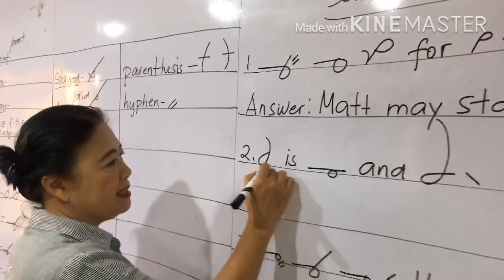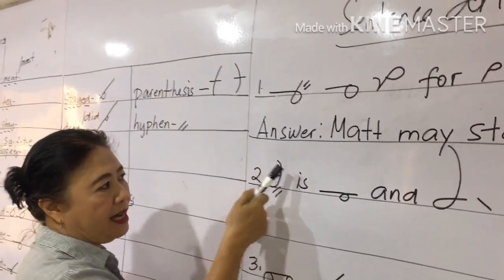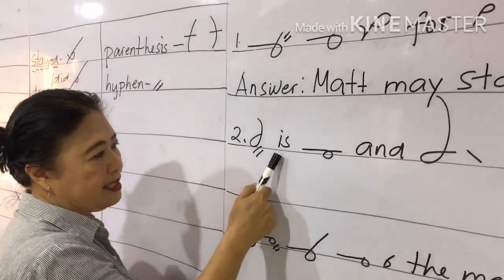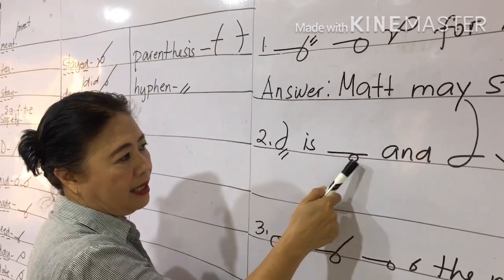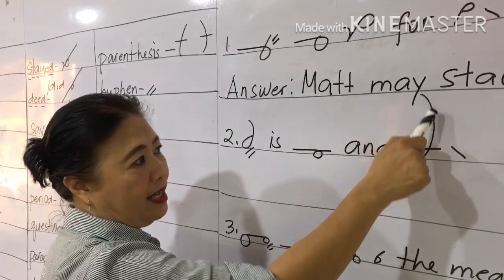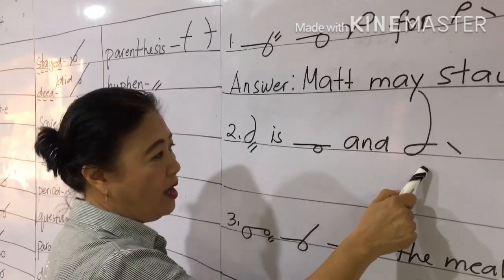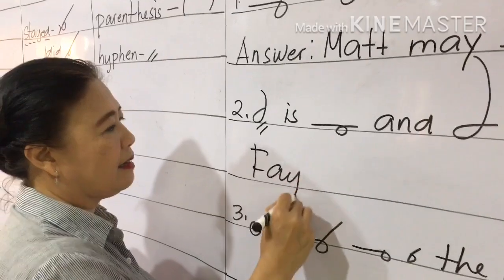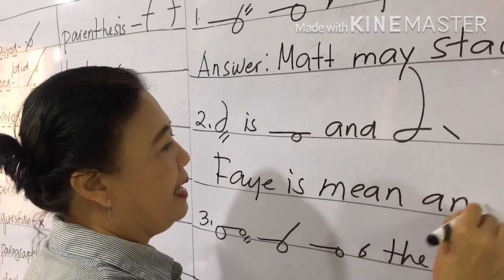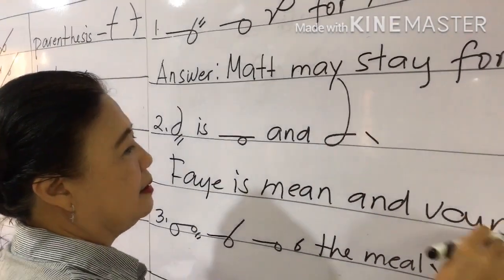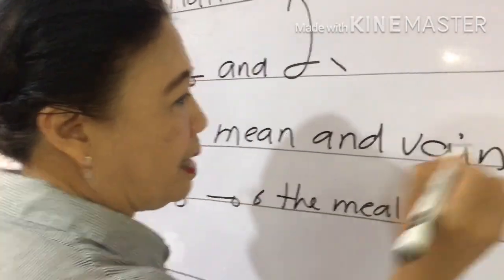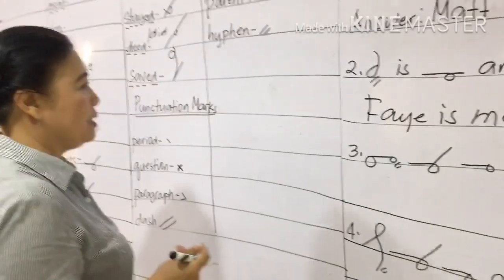Sentence 2. So this is the name of a person. We have F, A. So Faye. Then M, E, N. What is the word? Mean. And so we have V, A, N. What is the word? Vain. So we have Faye is mean and vain. So this is a punctuation mark. When you write your longhand, don't forget to write the dot, which is the end of the sentence.